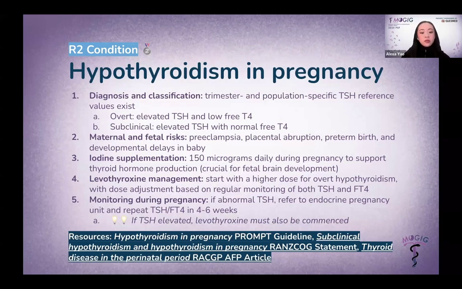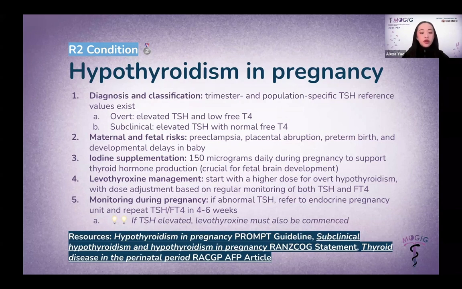And in terms of classifying hypothyroidism, it can be considered overt, which is where TSH is elevated and free T4 is low, or subclinical, which is when TSH is elevated but T4 levels are normal. The second takeaway is regarding maternal and fetal risks.